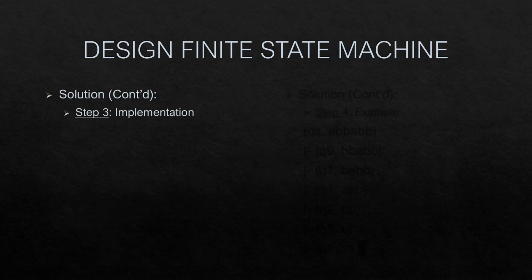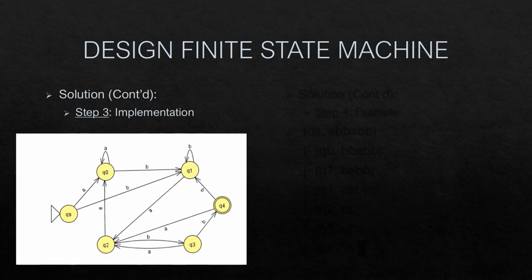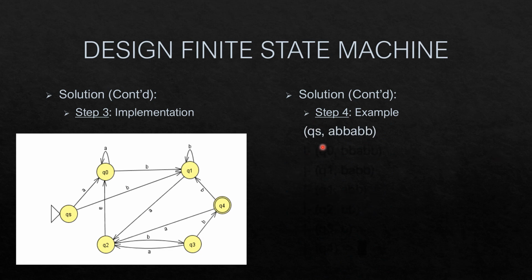Now the final stage of our step 3, that is the state transition diagram. We have QS to Q4 states, where Q4 is our final state and QS is our start state. We will transit according to the state transition function that we have defined. Now for the solution of step 4, that is the example, QS ABB ABB. So here we can see that our string is clearly ending in BABB. So it means that it should reach Q4 state and give the output as yes.